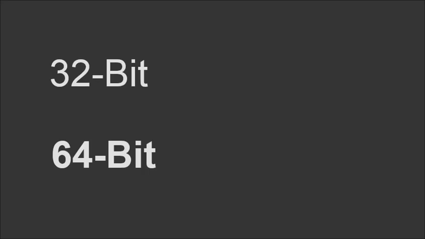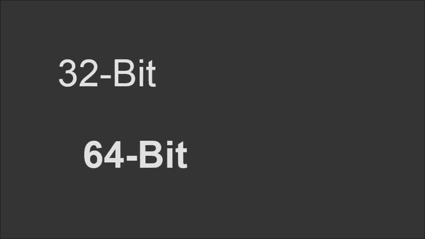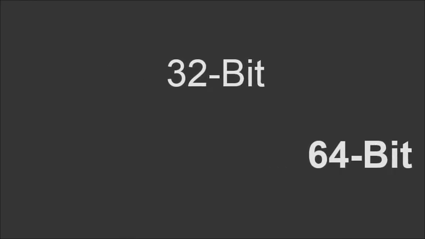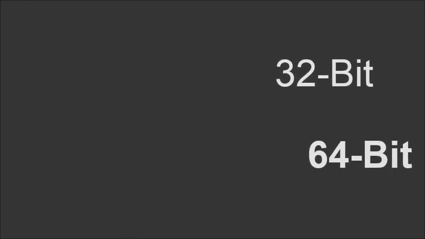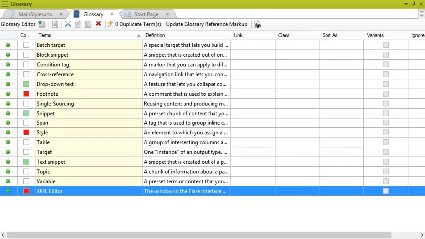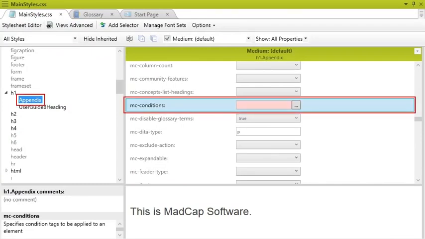Flare is now a 64-bit application. This provides better access to your computer's RAM, and basically means that Flare will run faster and more efficiently. So yay! How about conditions? Well, you can now set conditions on glossary terms. Not only that, but you can set them on styles as well.